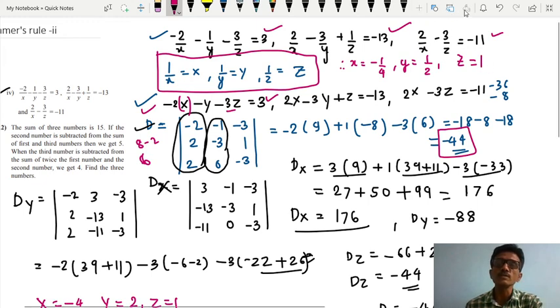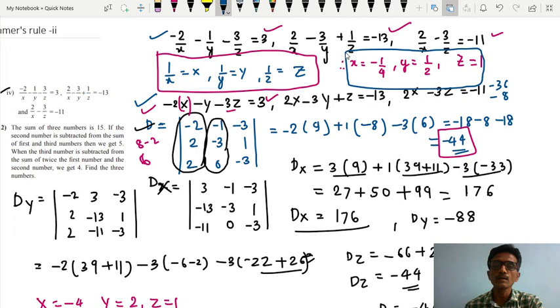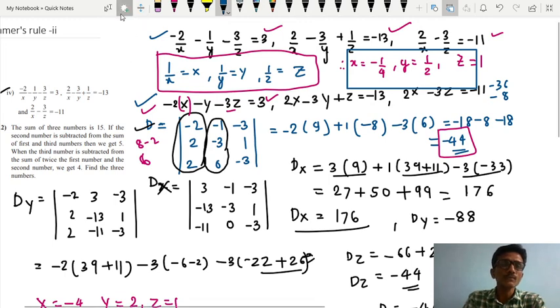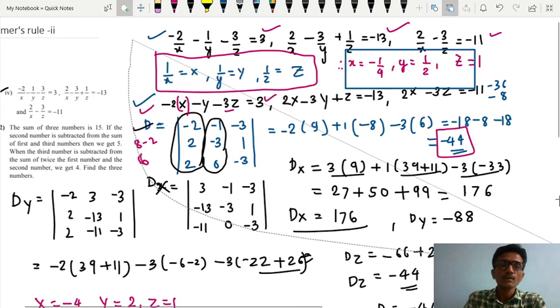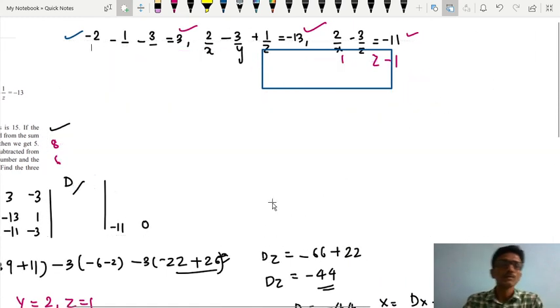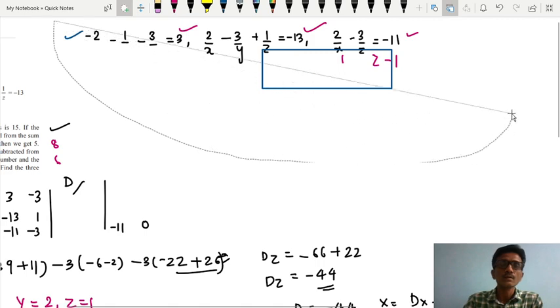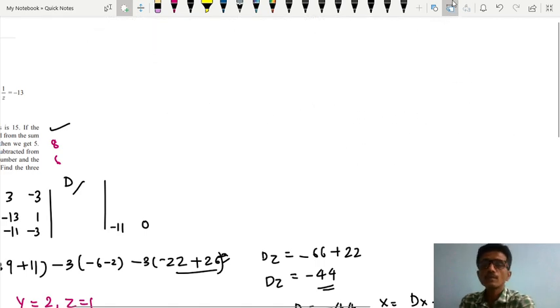So this is our answer. The required answer is this. Small x is minus 1 upon 4, y is 1 upon 2, z is 1. Okay, this is the answer. Then we'll do the next question. Here, let us do the next question.